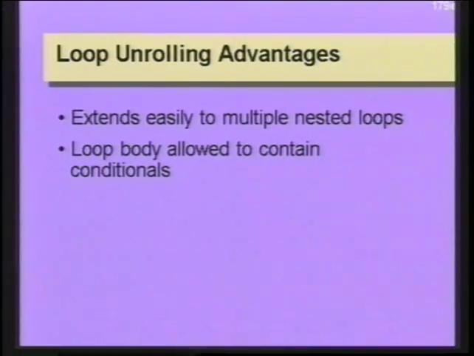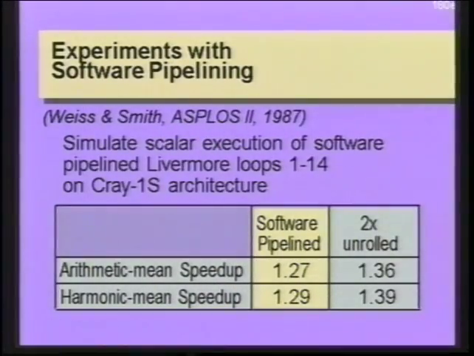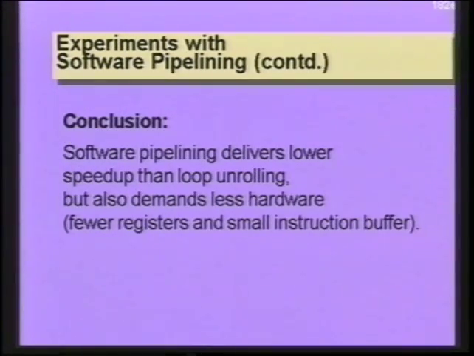not contain conditionals. In the same study that I referred to earlier, Weiss and Smith also studied the software pipelining transformation, and what they found on those Livermore loops was that software pipelining could also deliver an improvement in the range of 27 to 29%, which is just a little less than the improvement obtained by unrolling the loops by a factor of 2. The conclusion of their study was that software pipelining delivers a slightly lower speedup than loop unrolling, but also demands fewer hardware resources, like registers and the size of the instruction cache required.